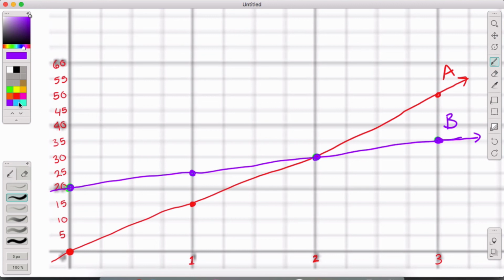All right, company C. Let me use a different color as well. I think I'll use this pretty pink color. Company C, just like company B, as soon as they walk in your door, you owe them money, and that means that's going to be $5. And then every hour after that, you owe them 10. So, at 1 hour, you owe them 15. At 2 hours, you will owe them 25. And at 3 hours, you will owe them 35.